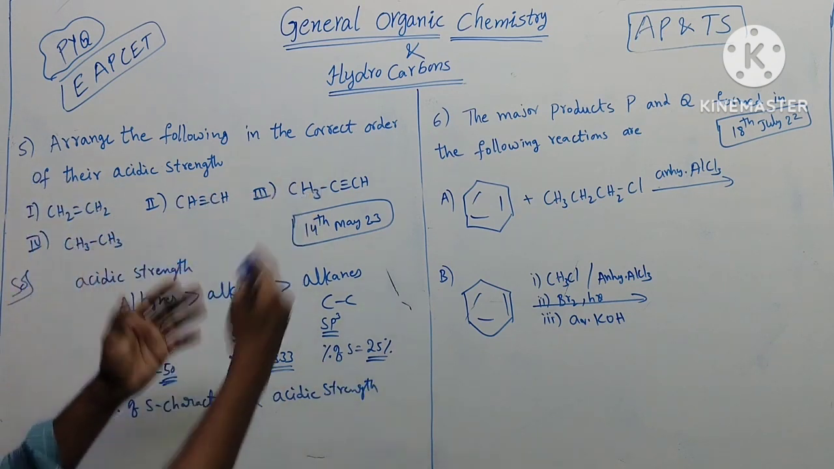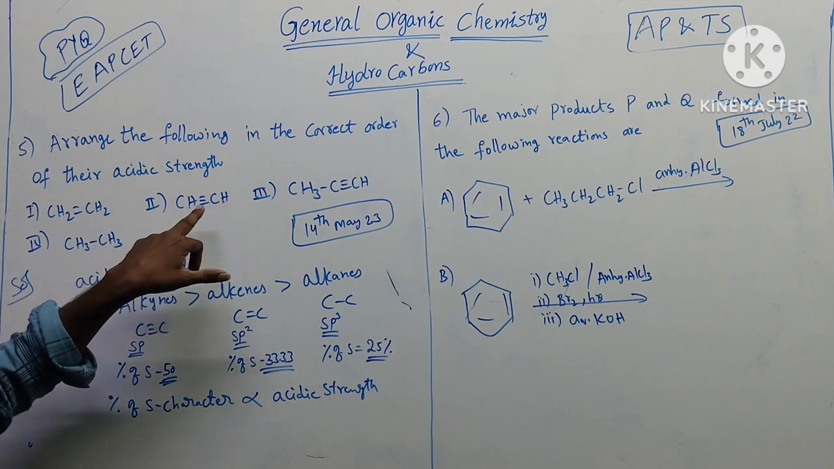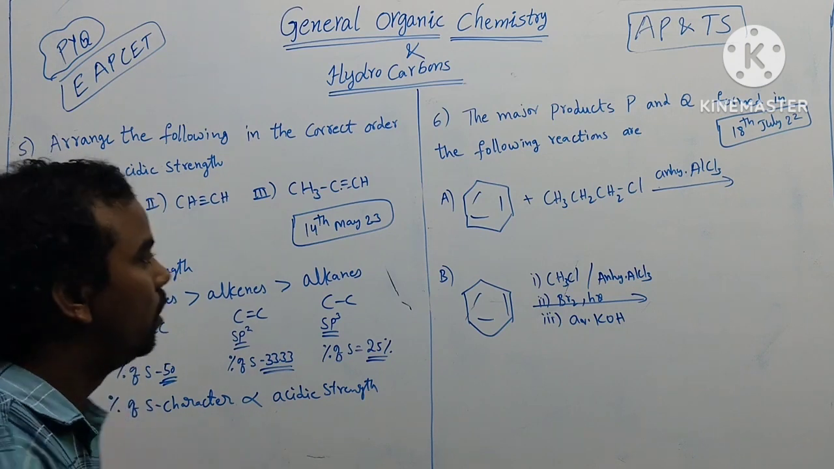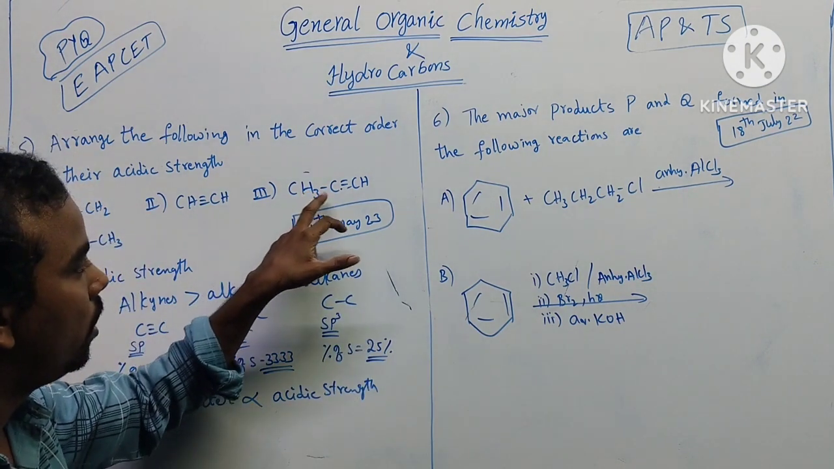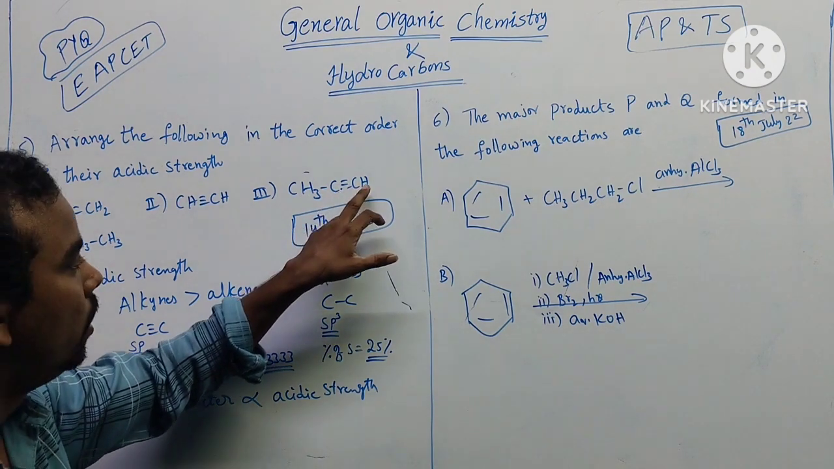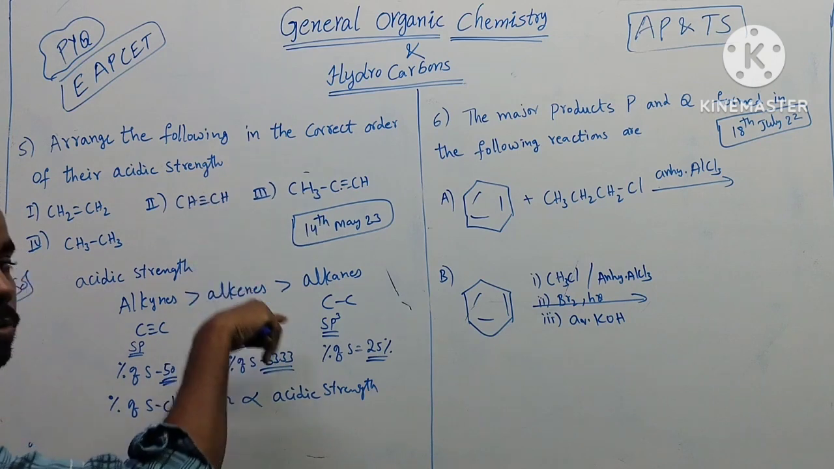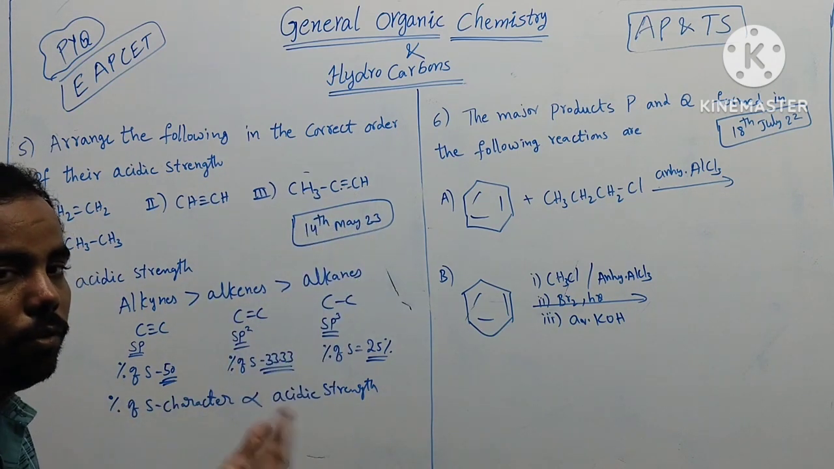So which one has the highest acidic strength? Triple bond. So in these two, which one has more acidic strength? If electron donating alkyl groups are attached to the triple bonded carbon atom, it has a lower tendency to donate H plus ions. If electron withdrawing groups are attached to the triple bonded carbon atom, then the strength of donation of H plus ions is more.